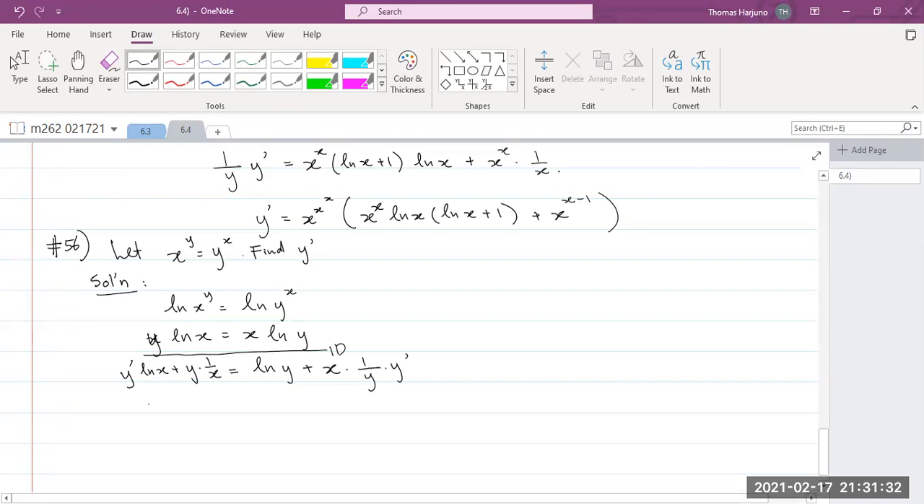Now let me rearrange. So y prime ln x minus x over y times y prime equals ln y minus y over x. You know what? I don't really like this. Let's multiply by the LCD xy just to clear up the denominator.